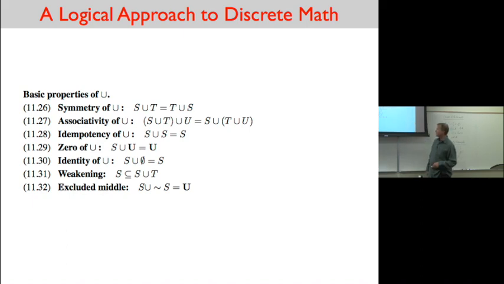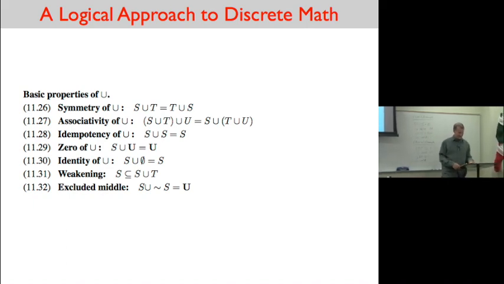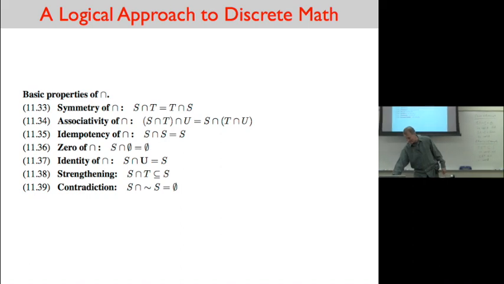And what about this next one? Associativity of union. That's the same as what? Associativity of or. Idempotency of union, idempotency of or. Zero of union. Identity of union. What about the weakening? S implies S or T, right? And what about excluded middle? Why is this even called excluded middle for sets? I'm not asking you to prove very many of these because these are all very straightforward.